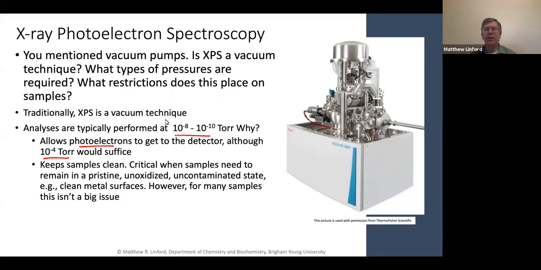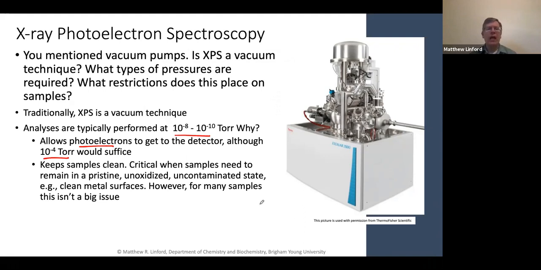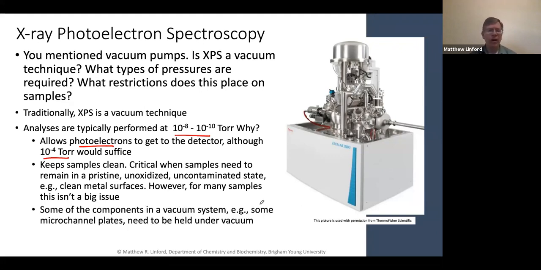Another reason for having such a good vacuum is that it keeps samples clean. When XPS was originally done, looking back decades, many of the practitioners of the technique were surface scientists, and they wanted really clean pieces of metal so they could study catalysis and study those metal surfaces in their absolutely pristine state. And so having an ultra high vacuum environment was necessary for their studies. That's one of the reasons. So it's a historical reason that XPS is done under ultra high vacuum.